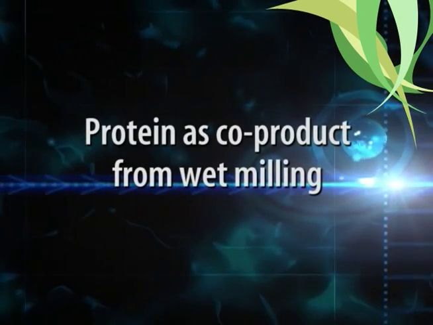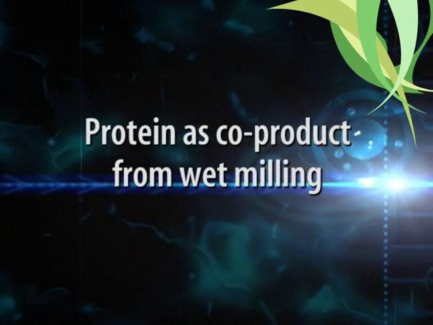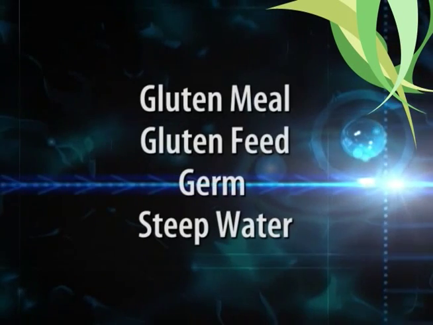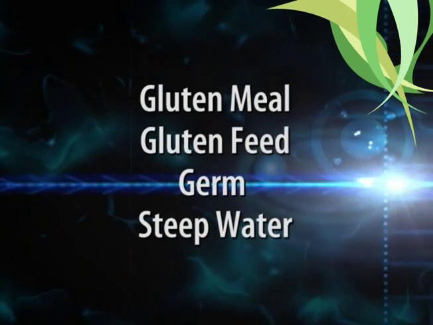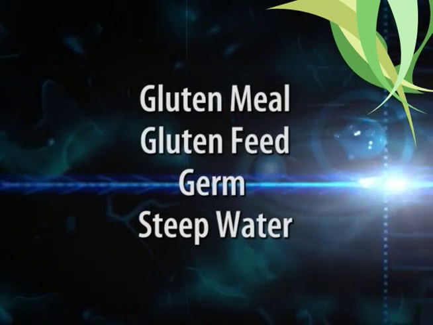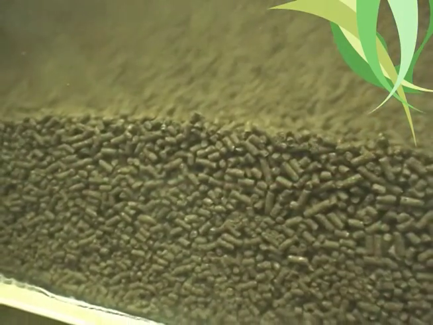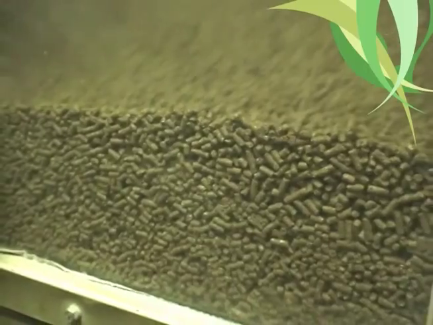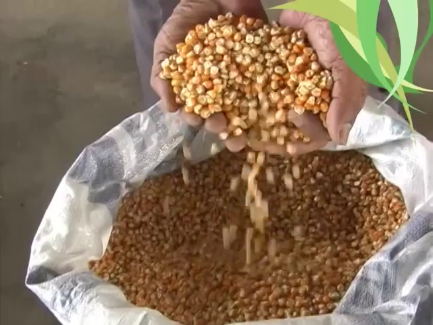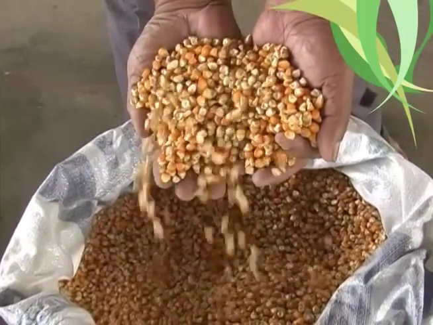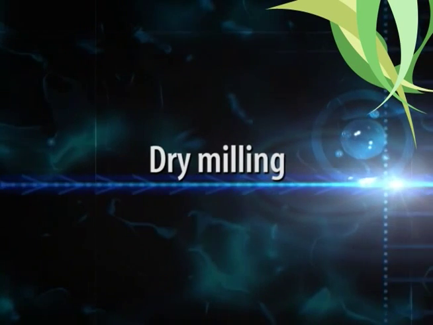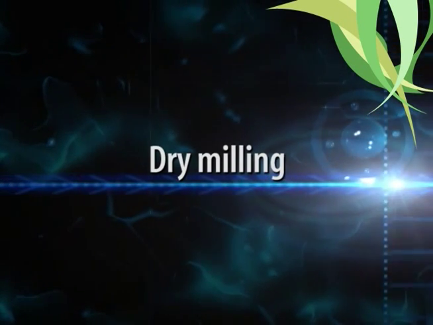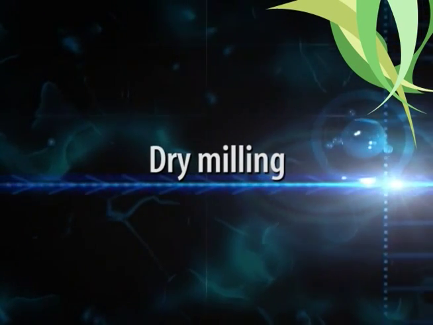Another co-product of corn wet milling is protein. The protein fraction goes into the gluten meal, gluten feed, germ, and steep water that are important feed components for poultry, swine, and cattle. This is the major use of corn in our country. If you're still not convinced on the importance of corn in our industry, wait till you hear of and watch the dry milling process.